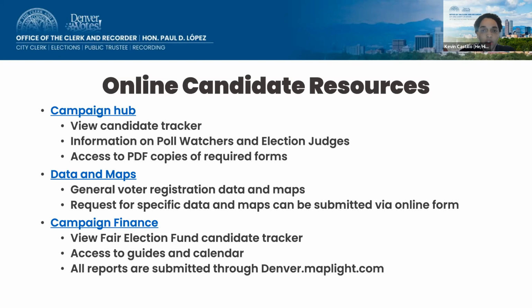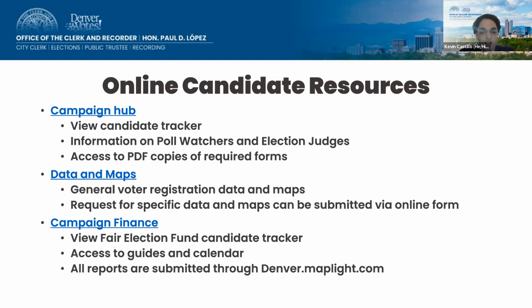On our website, we also have a data and map section. There you can get general voter registration data and maps of the city. You can also request specific ones from our team. There is some turnaround when a map request comes in, but usually we're pretty quick about it. You just have to be very specific about the information that you want and how you want the map to appear. But our office can do that all for you very quickly.